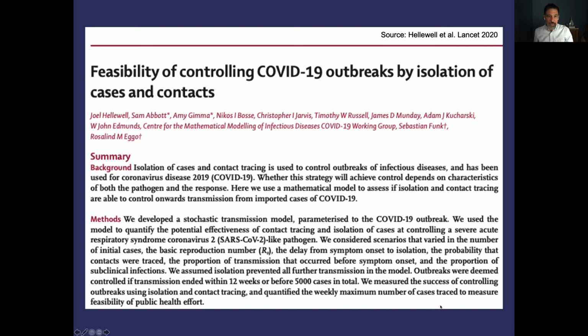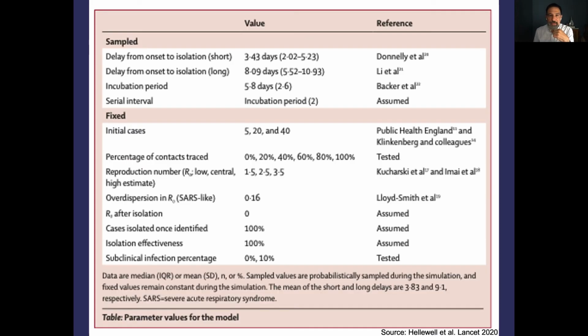So they say here they measured the success of controlling outbreaks using isolation and contact tracing and quantified the weekly maximum number of cases traced to measure the feasibility from a public health standpoint. There's a table in the article that shows the input parameters and some of the assumptions that they used in their model. So here they looked at a short and long onset to isolation period, one that was about 3.4 days and one that was about 8 days.